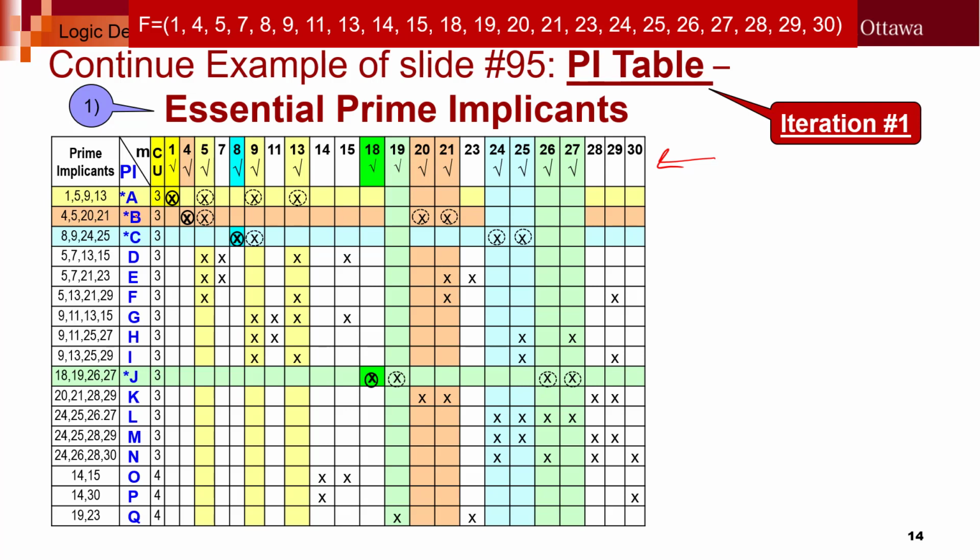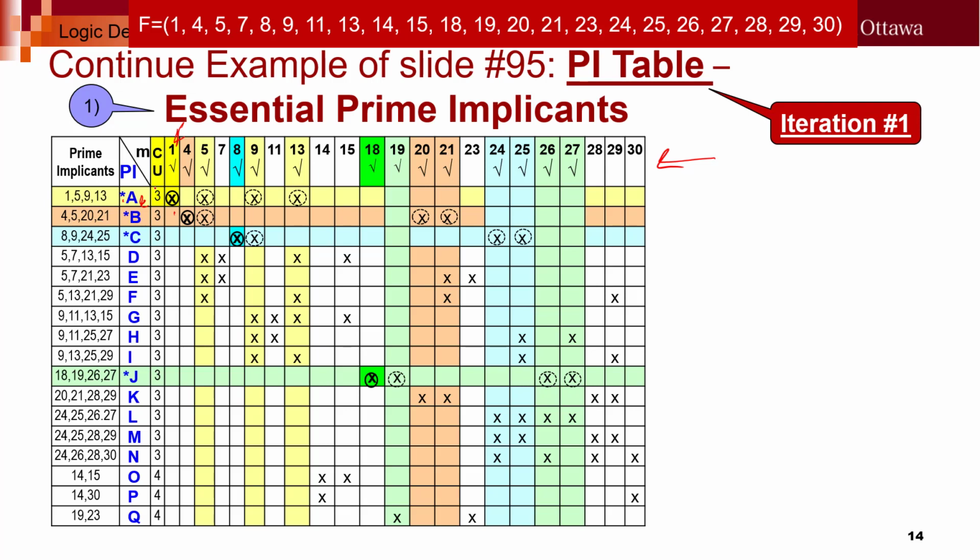After this, I'm going to add a star. As we can see, we added a star to those that correspond to the essential prime implicants. This minterm can only be covered by implicant A, therefore A star is a prime implicant.